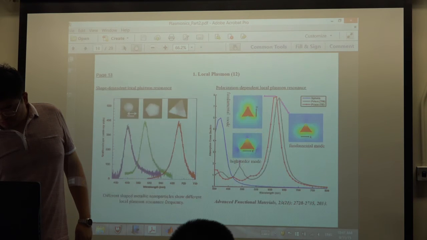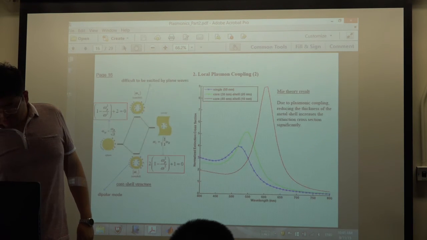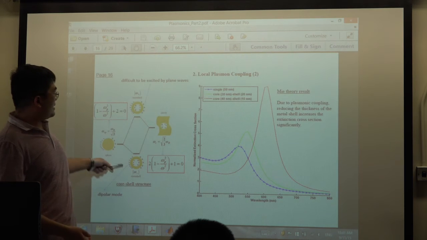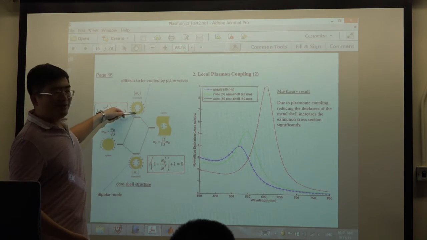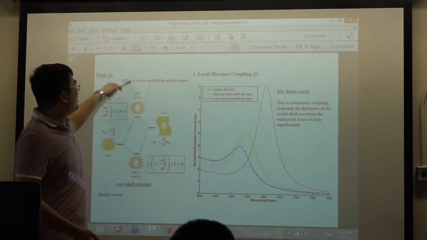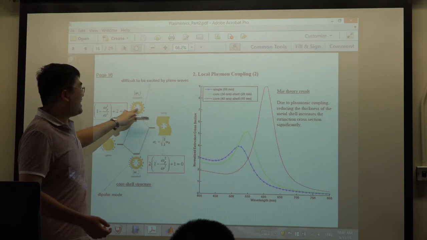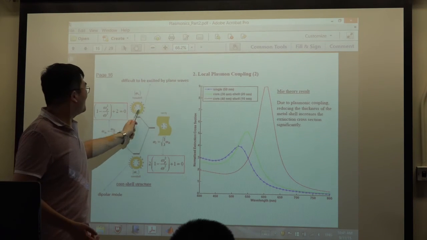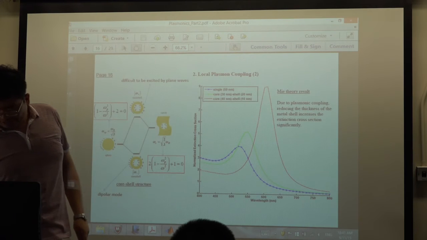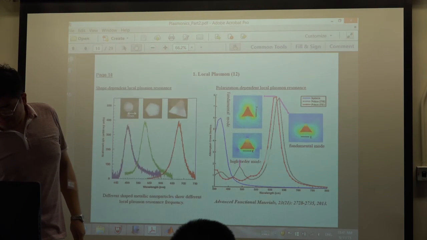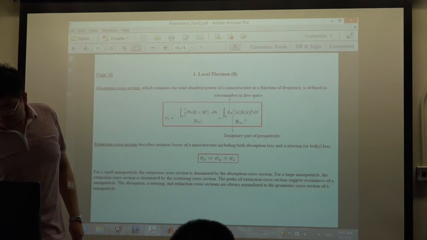This cushion, yeah, this cushion has two modes. One is a dipole. One is similar to the higher order. This mode is very difficult to play with, because its dipole is not zero, similar to that. Okay, so the idea is just to shift.